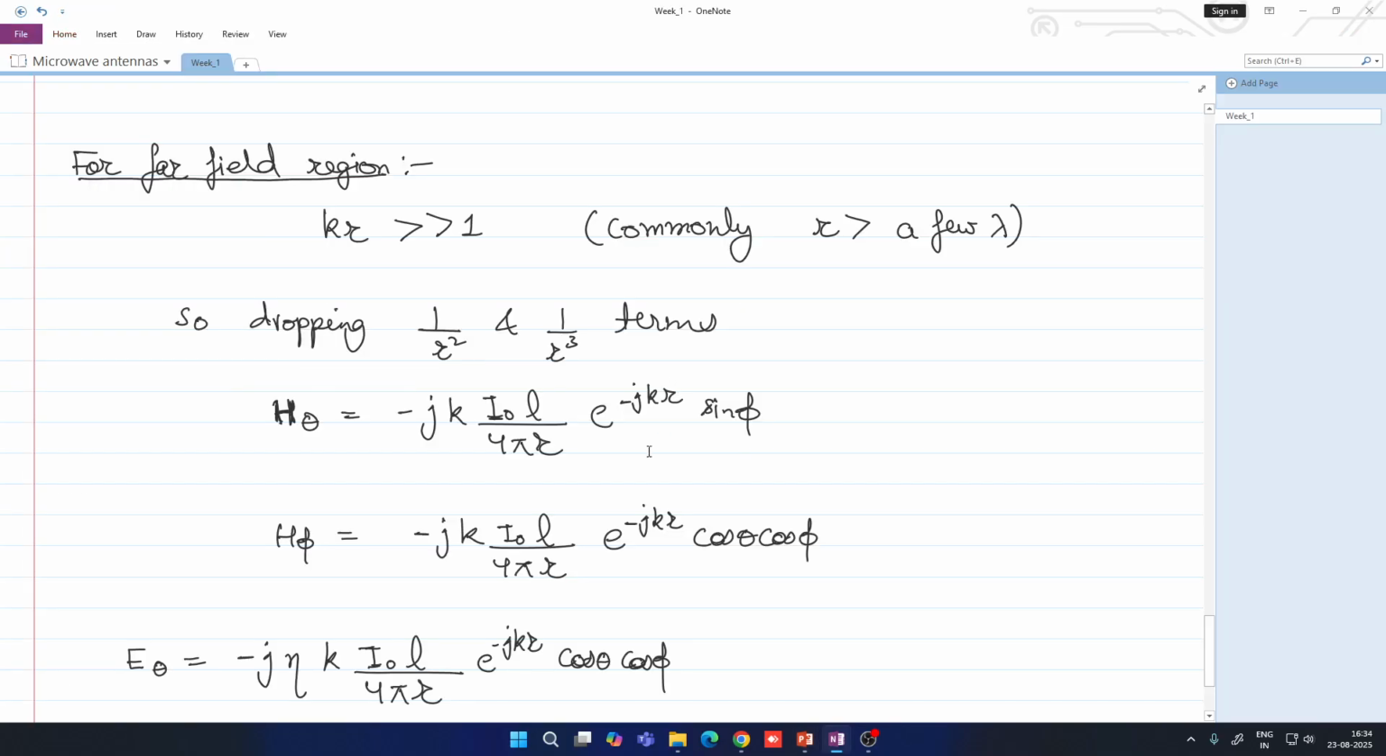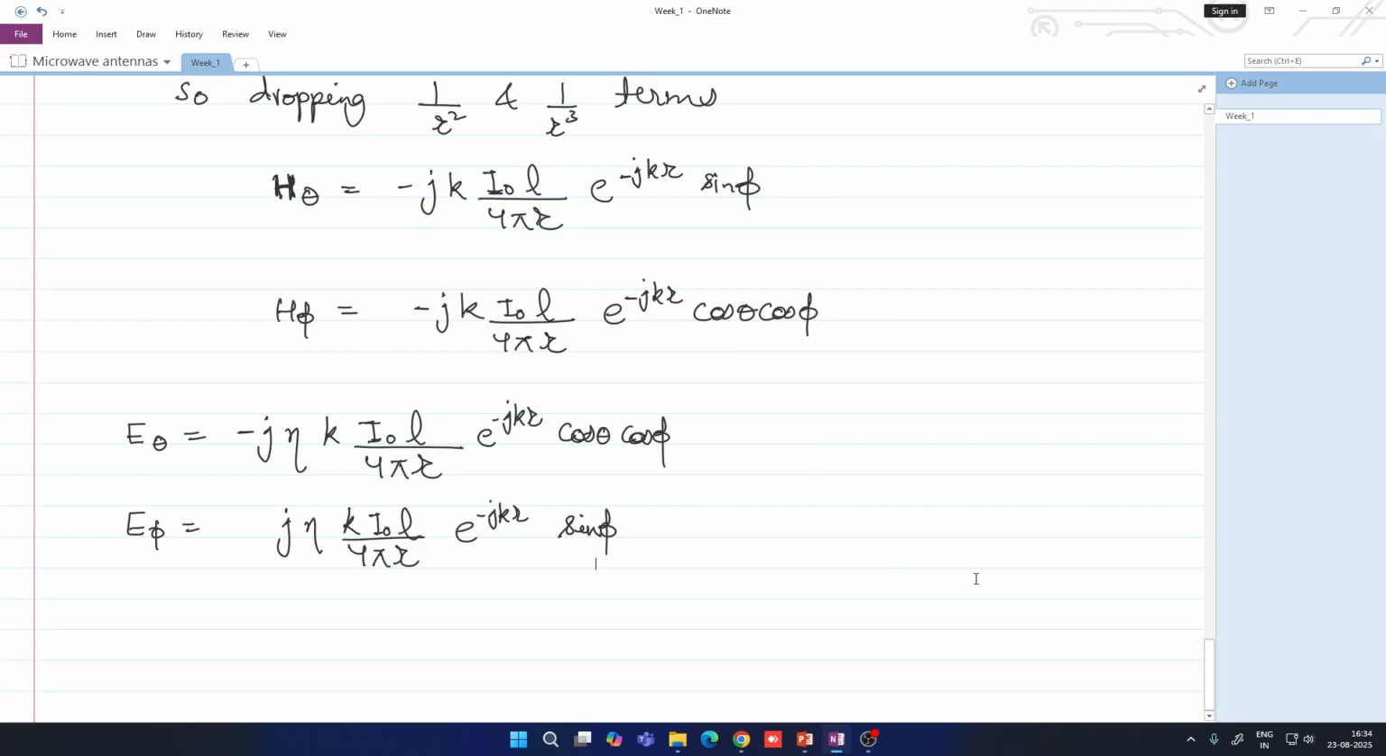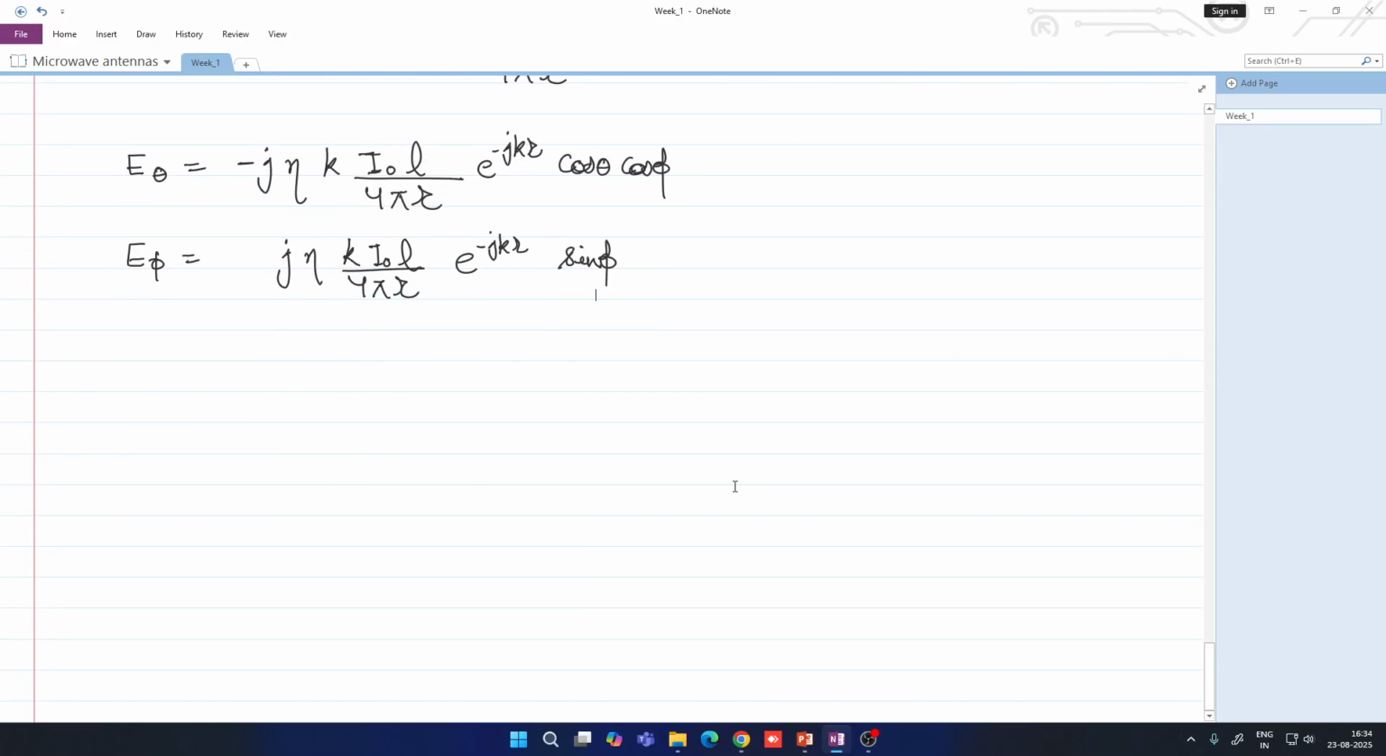If you have any doubt in this, please let me know. Otherwise, we will move on to part B of the problem, where we will calculate the directivity. I think directivity will be discussed in the next lectures, but I will give a brief idea about what directivity of an antenna is.